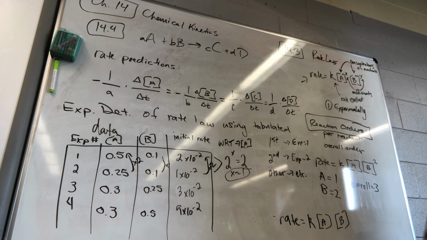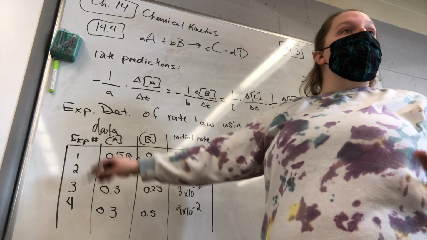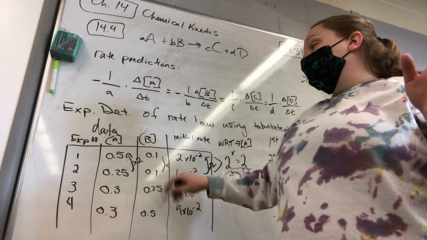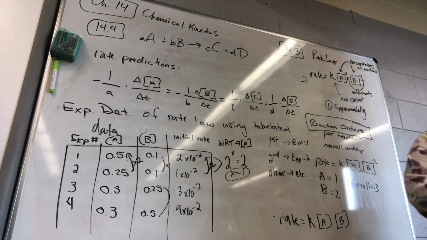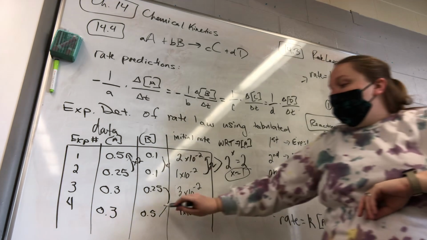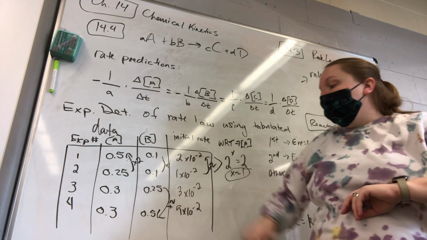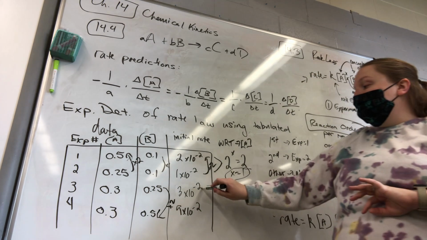Okay, so now let's look at B. We have to find two experiments where A is held constant and B changes predictably. So from here to here, what happens? As we went from this experiment to this experiment, we multiplied it by 2. What happens here?